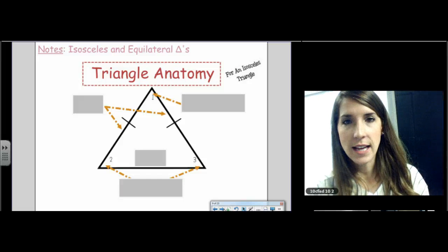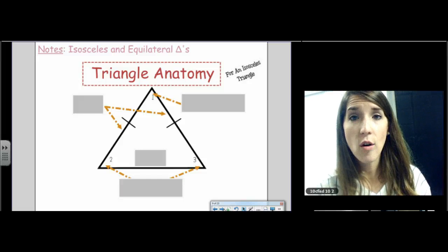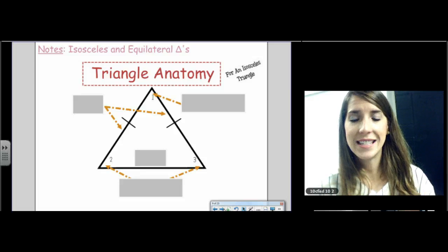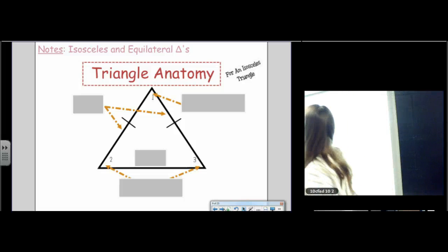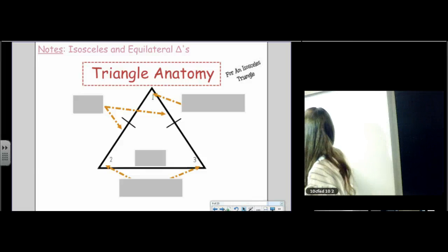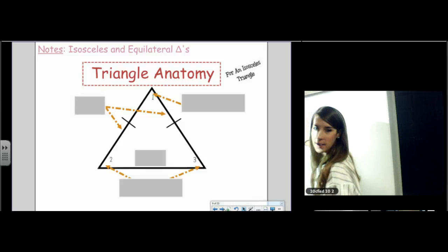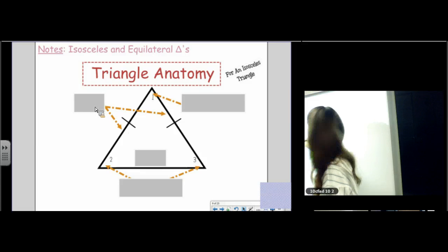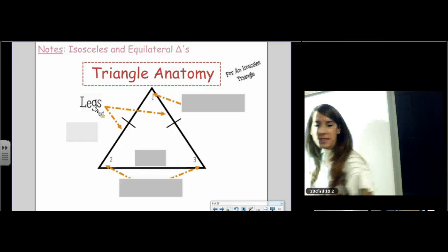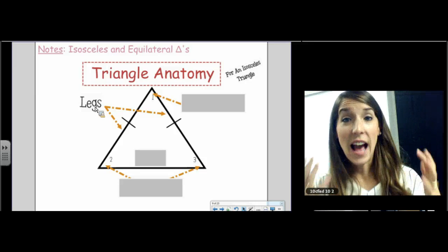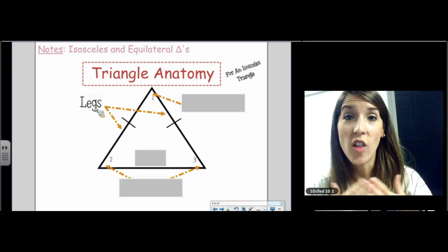When a triangle is isosceles, this is for an isosceles triangle only, there are certain things that we call the angles and the sides. There's certain vocab. So let's start with, what do you think is behind this rectangle? You can't see what I'm pointing to. What are those called, those two sides with the tick marks? Someone said it. Oh, there it goes. Legs. So the two sides of an isosceles triangle that are congruent are called the legs.